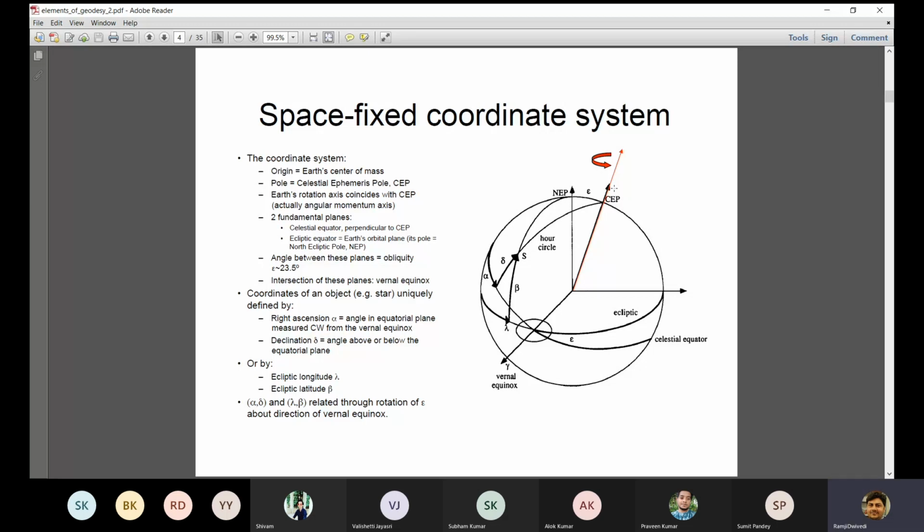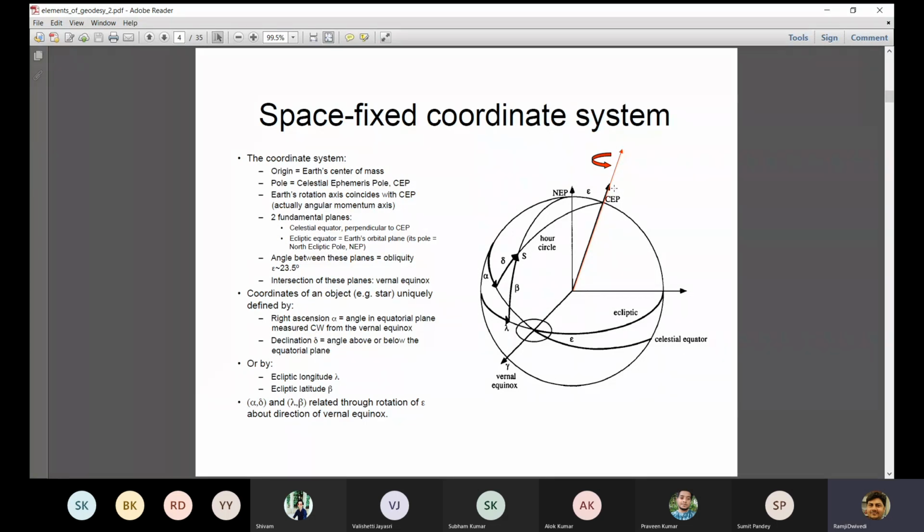But the ecliptic is just half of that balloon, as if you cut a slice from it. That would be the ecliptic plane. That is the plane of Earth around the Sun, but it has a 23.5 degree angle with the celestial equator, or the plane containing Earth's equator too. So these are the two fundamental planes we are talking about.